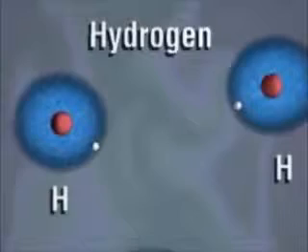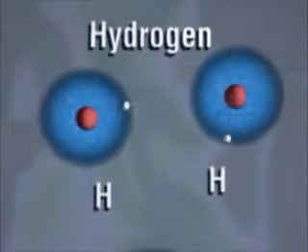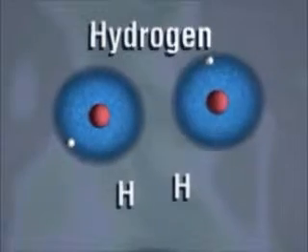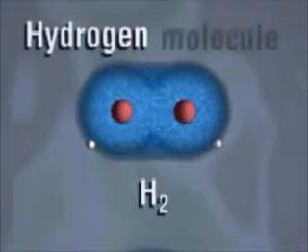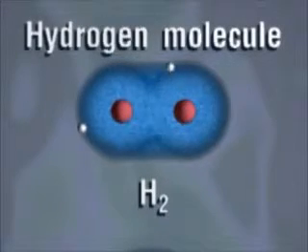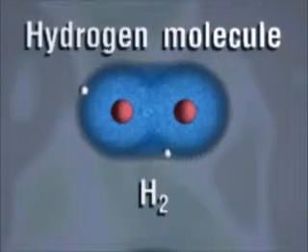Sometimes atoms combine by sharing electrons to form covalent bonds. Hydrogen gas exists in nature as diatomic molecules. 2 hydrogen atoms share electrons with each other. The electrons move around the nuclei of both atoms.